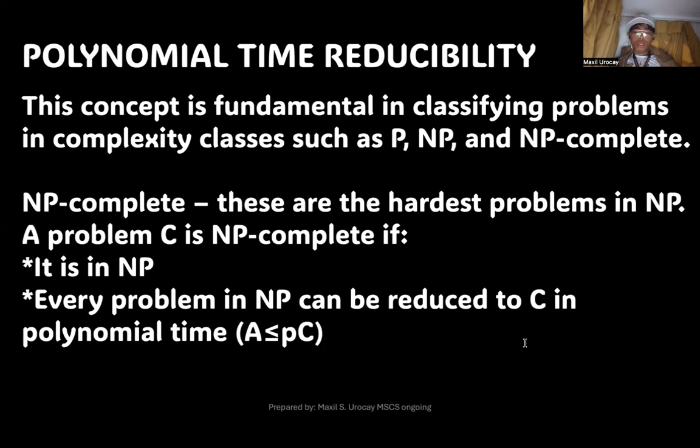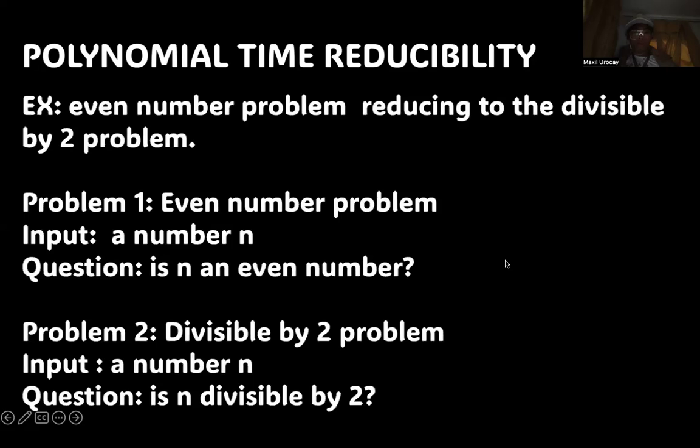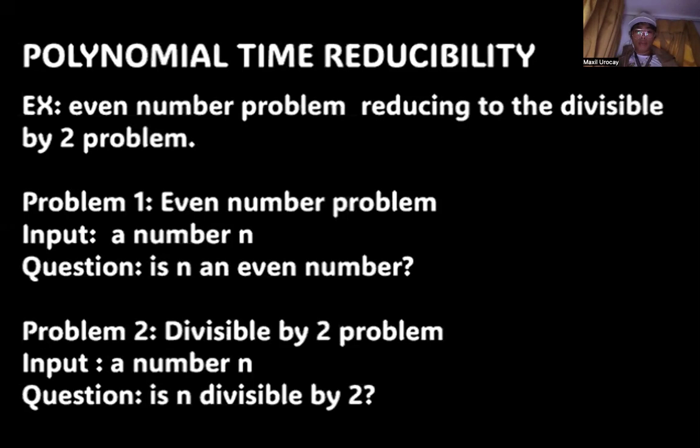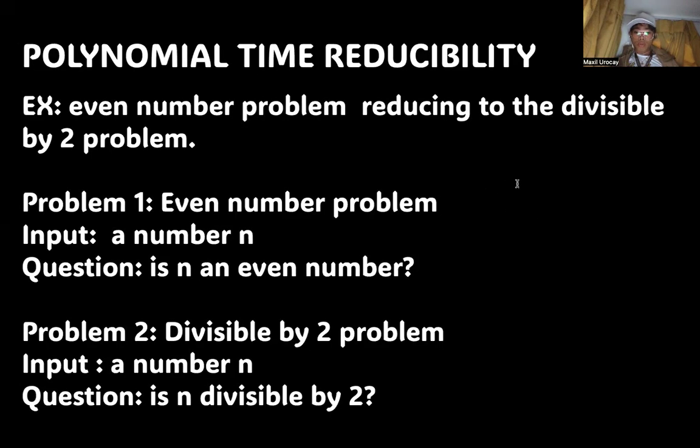Since all non-deterministic complete problems are interrelated via polynomial time reductions, proving that one non-deterministic complete problem can be solved efficiently would also imply that every problem in that class can also be solved efficiently. Now, for polynomial time reduction, I have a set of basic examples: the even number problem reducing to the divisible by two problem.